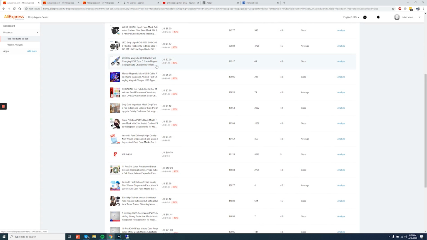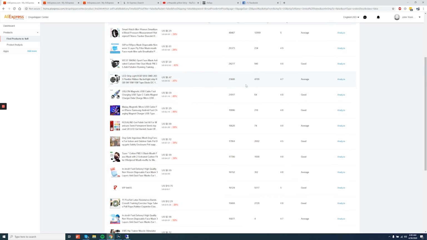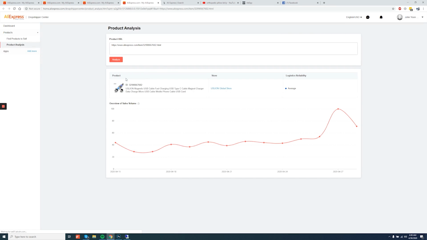Now, the next thing we got over here is this magnetic charging cable. Now, I've seen a lot of these cables on Facebook and Instagram, and they do sell very well. As you can see, there's been 22,000 units sold. And let's click on Analyze over here. And it looks like the trend here is still very good.